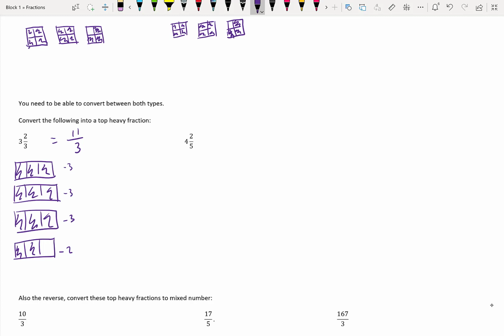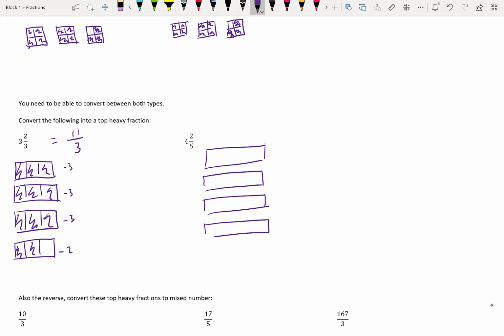Next one. We've got 4 whole and 2/5. So again, we're going to think about the same thing. So I've got 1, 2, 3, 4. But the fraction I'm dealing with this time is fifths, and so I need to cut my shape up into 5 bits. 1, 2, 3, 4, 5.